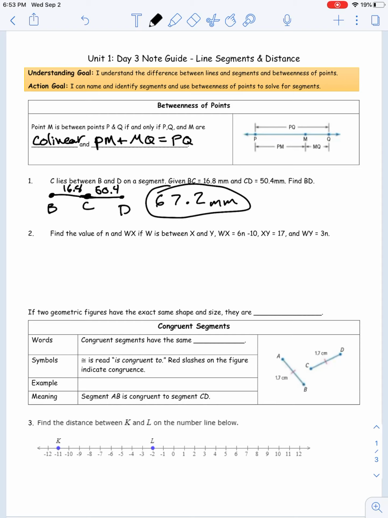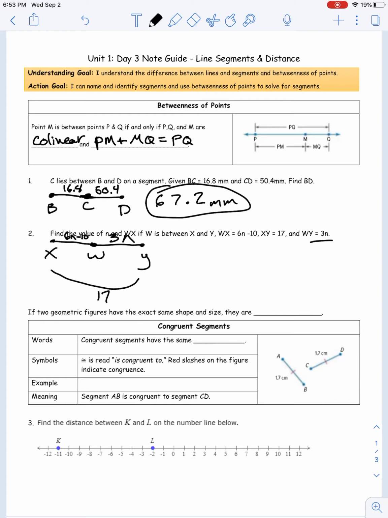Find the value of N and WX if W is between X and Y. So if W is between X and Y, it wants the value of N if WX is 6N minus 10, WY is 3N, and XY, which is the whole thing there, is 17.